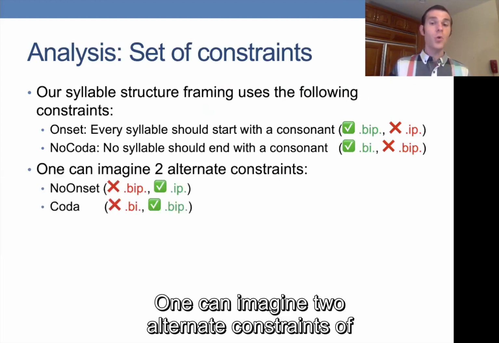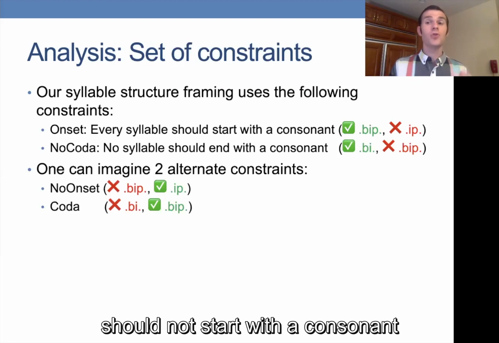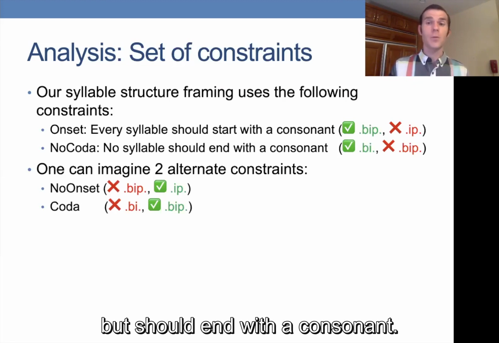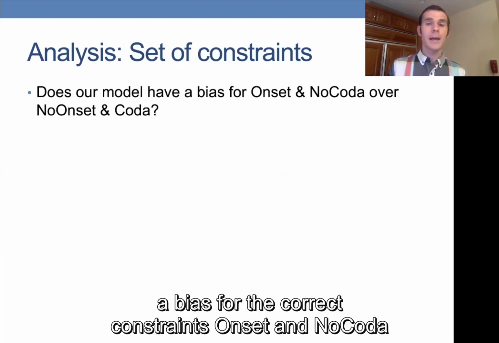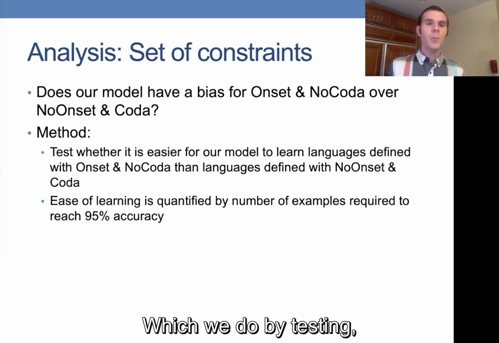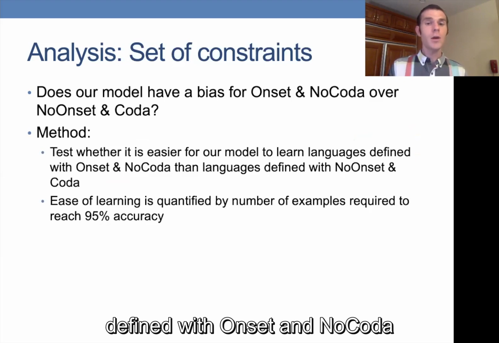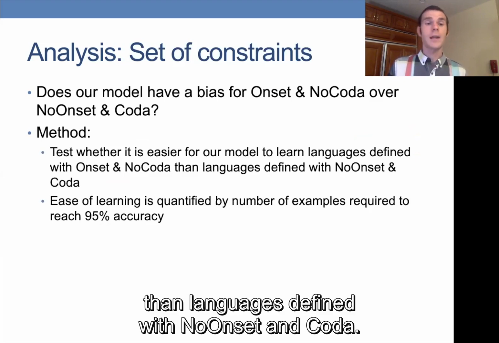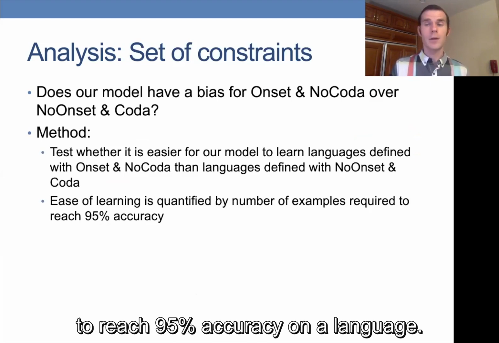One can imagine 2 alternate constraints of no onset and coda, which would say that every syllable should not start with a consonant but should end with a consonant. So here we analyze whether our model has meta-learned a bias for the correct constraints, onset and no coda, over the incorrect constraints, no onset and coda, which we do by testing whether it is easier for our model to learn languages defined with onset and no coda than languages defined with no onset and coda, where ease of learning is quantified by the number of examples that are required to reach 95% accuracy on the language.